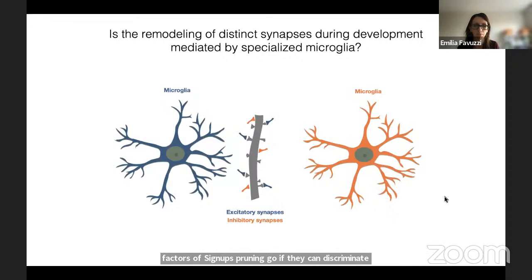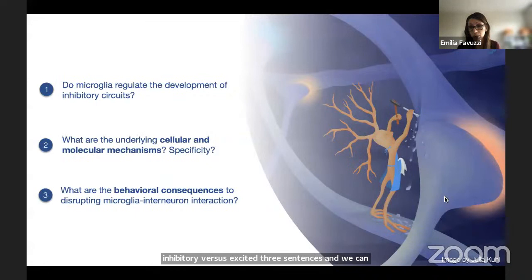So in this work, we explore the hypothesis that functional microglia diversity has evolved to ensure pruning of inhibitory versus excitatory synapses. And we can really break this down in three specific questions. First, do microglia regulate the development of the inhibitory circuits? And if that's the case, then what are the underlying cellular and molecular mechanisms, and is there any specificity? And third, what happens at the behavioral level if we disrupt their interaction?